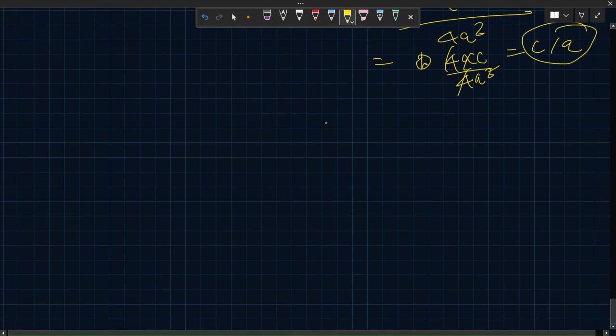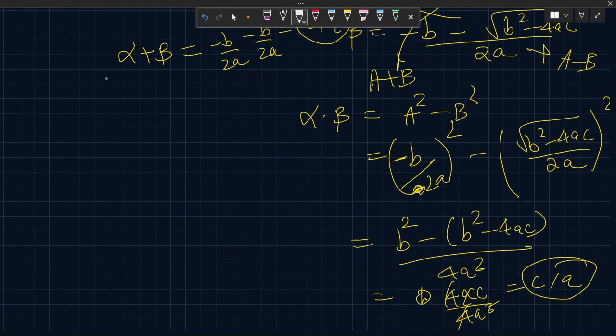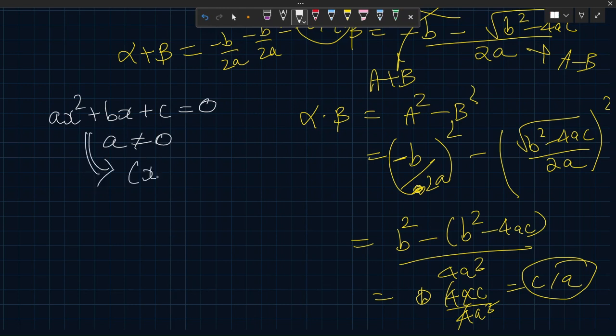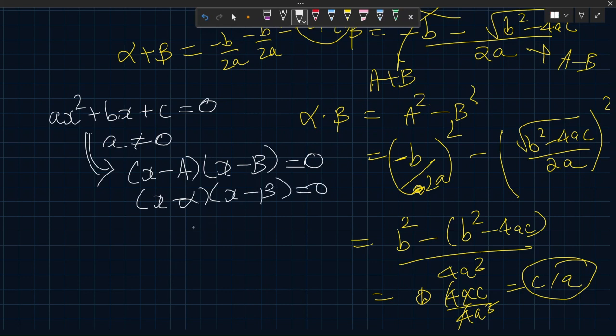So to summarize this entire lecture, a quadratic equation is anything of the form ax squared plus bx plus c equal to 0, where a is not equal to 0. If you can write this of the form (x minus some value a) into (x minus some value b) equals 0, or (x minus alpha) into (x minus beta) is 0, then x equal to alpha and x equal to beta are the solutions to this quadratic equation, and these are known as the roots of the quadratic equation. A quadratic equation can have at max two roots, it can have one solution or one root, and it can also have no solution.